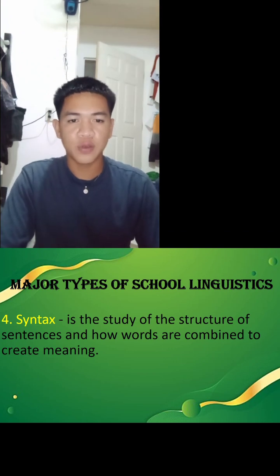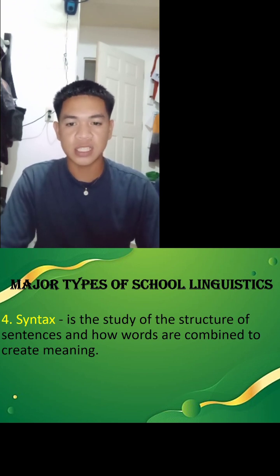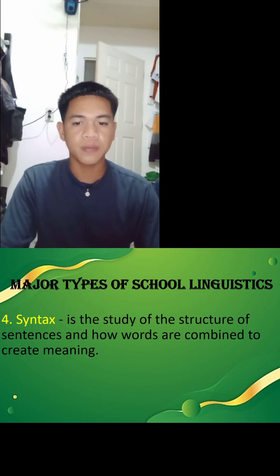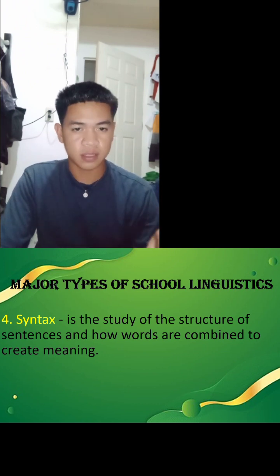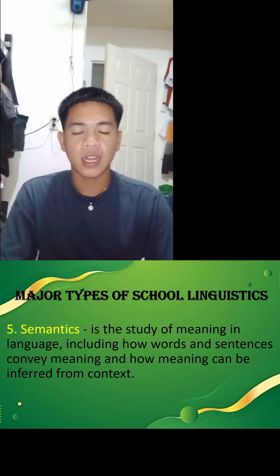Syntax. This is the study of the structure of sentences and how words are combined to create meaning. Syntax in English sets forth a specific order for grammatical elements like subject, verb, direct and indirect object, and so on. For example, if a sentence has a verb, direct object, and subject, the proper order is subject, verb, and then direct object.